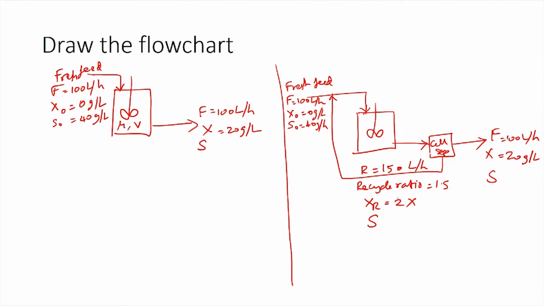Because we now know the value for X, we can calculate the biomass concentration in the recycle stream as 40 grams per liter. So, this stream which leaves the chemostat and enters into the cell separator would have a flow rate of F plus R, and it would have a biomass concentration of X1 and a dissolved substrate concentration of S. Now that we have all the information regarding both the systems, let us try to solve this problem using the fundamentals we had learnt for biochemical processes.